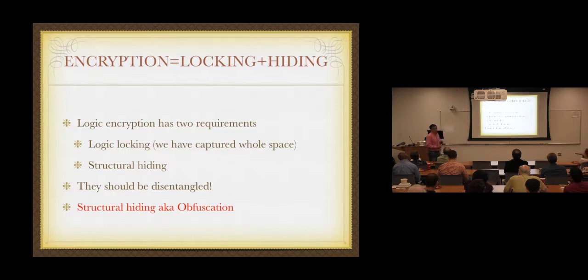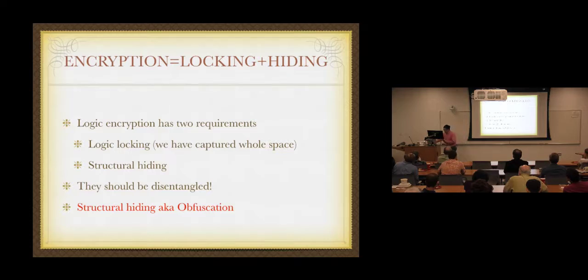One is locking. Locking means we allow the attacker to do behavior analysis. Think about the SAT and query-based attack. It's actually behavior analysis. I don't look into the structure, right? I only look at the functionality, the behavior, right? So this is locking. We need a robust logic locking, and also we need to hide the structure, right? So structure hiding is also known as obfuscation, right?